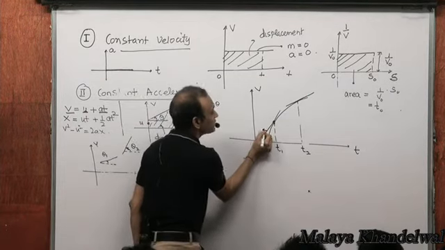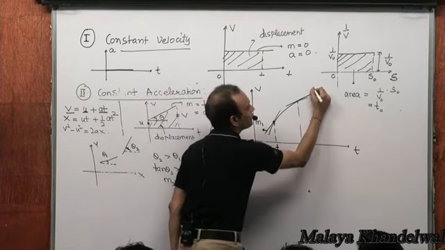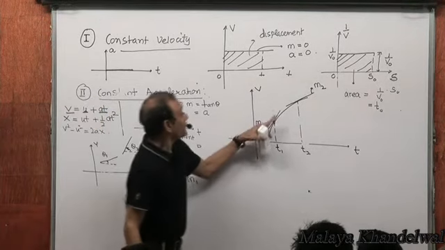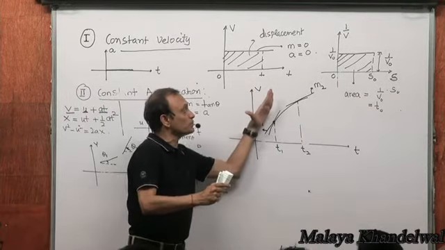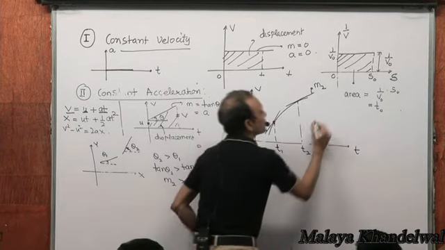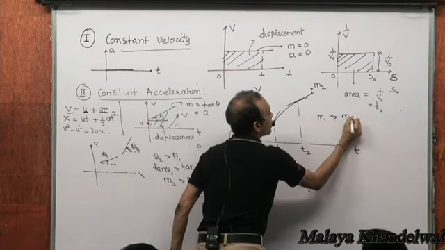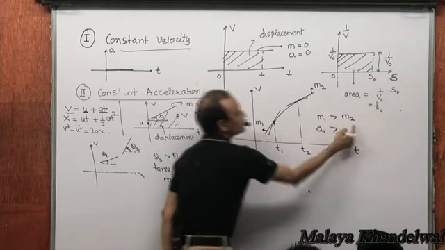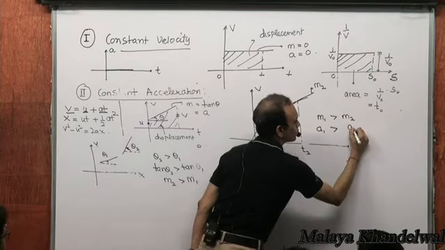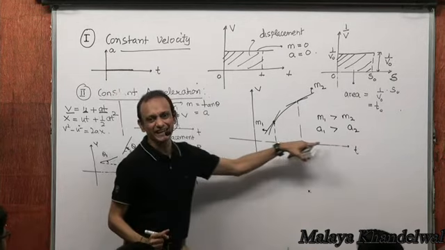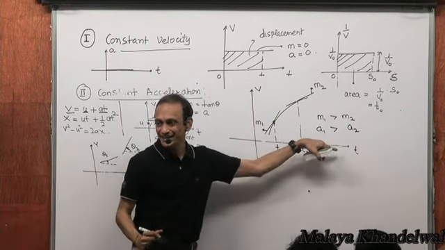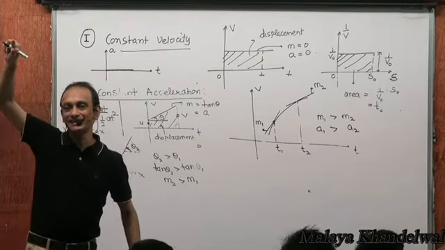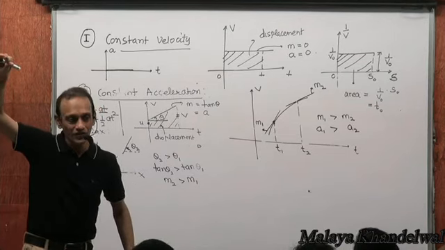Now, if m1 is the slope of the tangent at t1, and m2 is the slope of the tangent at t2, which one is more, m2 or m1? M1 is more than m2, because this tangent is more vertical than this tangent. But what does m1 represent? Acceleration at t1. And what does m2 represent? Acceleration at t2. So this is a case where accelerations are decreasing. The earlier was the case where accelerations were increasing. Yes or no?